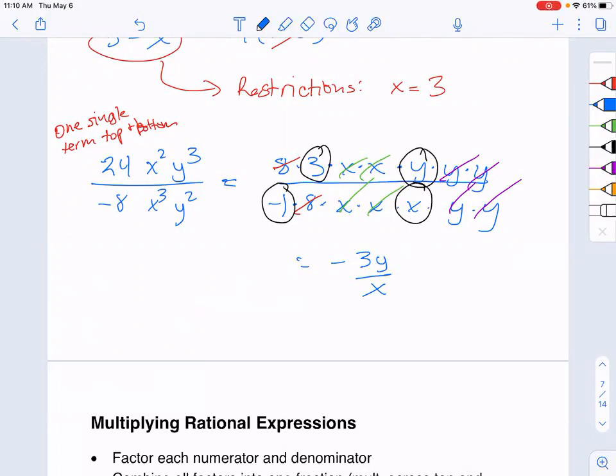Oh, you know, I see. You moved the negative up all the time. Exactly. It doesn't matter whether the negative goes on the top or the bottom. So that's the answer. What about restrictions?